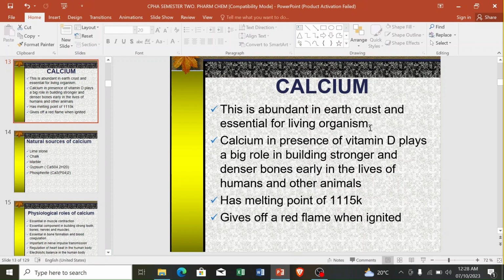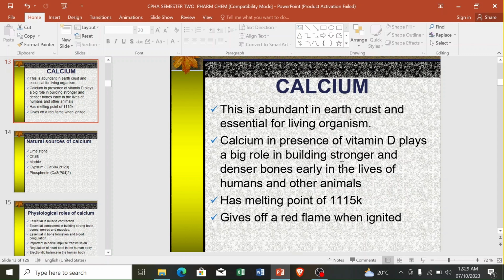Calcium is abundant in the earth crust and essential for living organisms. Calcium, in the presence of vitamin D, plays a big role in building stronger and denser bones early in the lives of humans and other animals. It has a melting point of 1115 K, and gives off a red flame when ignited.